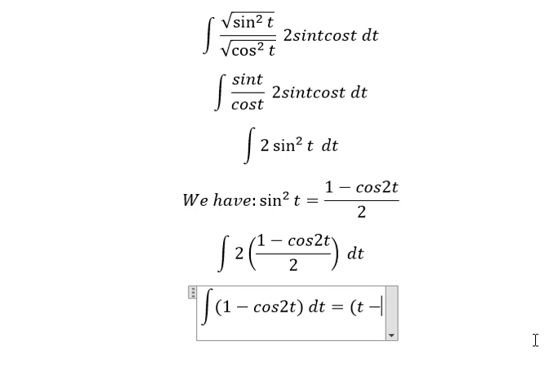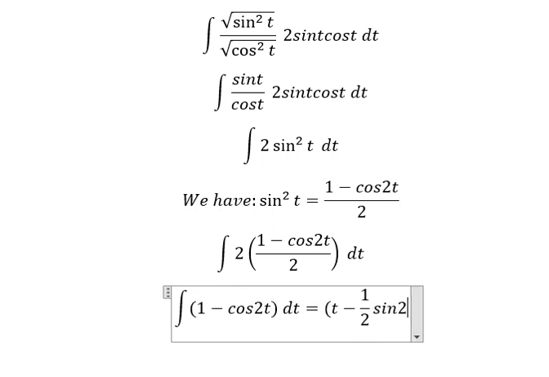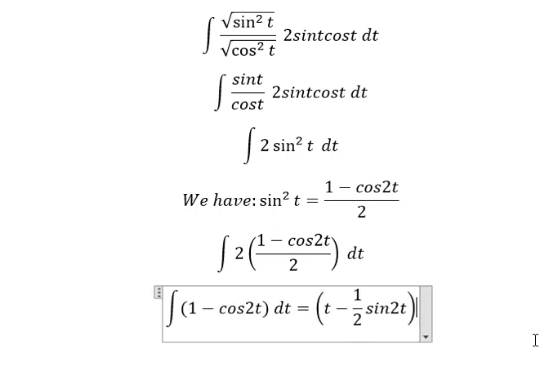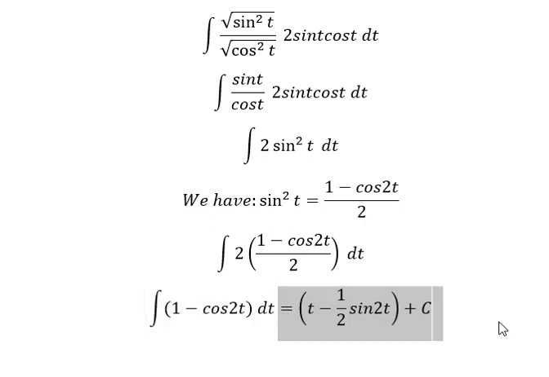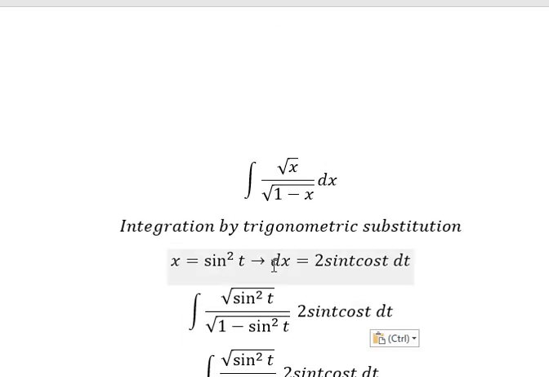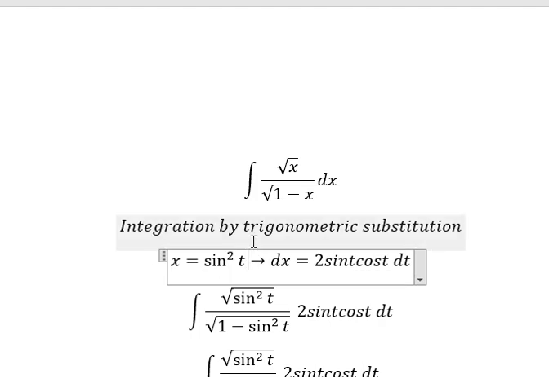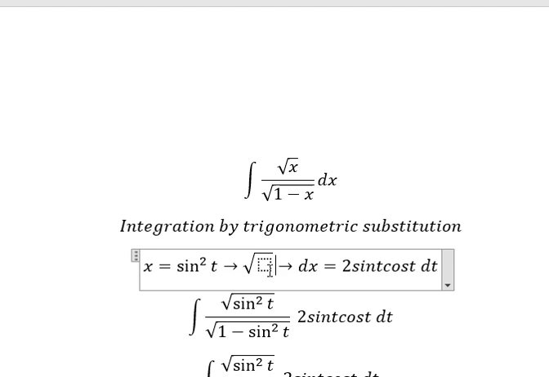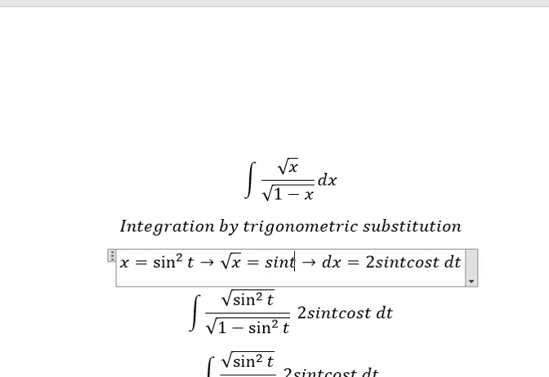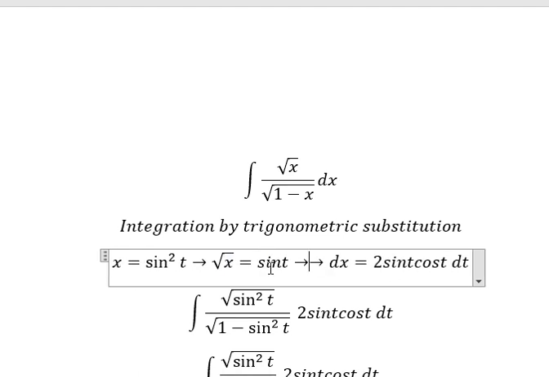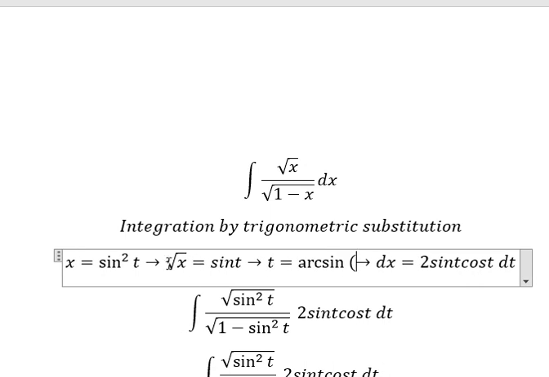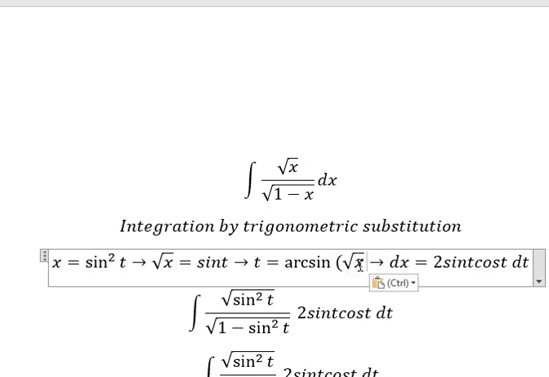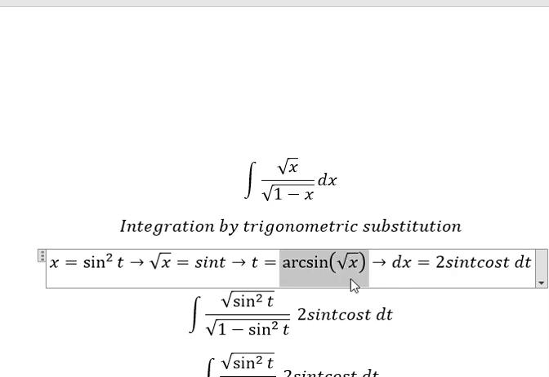Cosine 2t, that is 1 over 2 sine 2t. And I will put plus c. Now t is this one. So we put the square root on both sides. Later we got t equals the square root of s. So I will put this one to change for t.